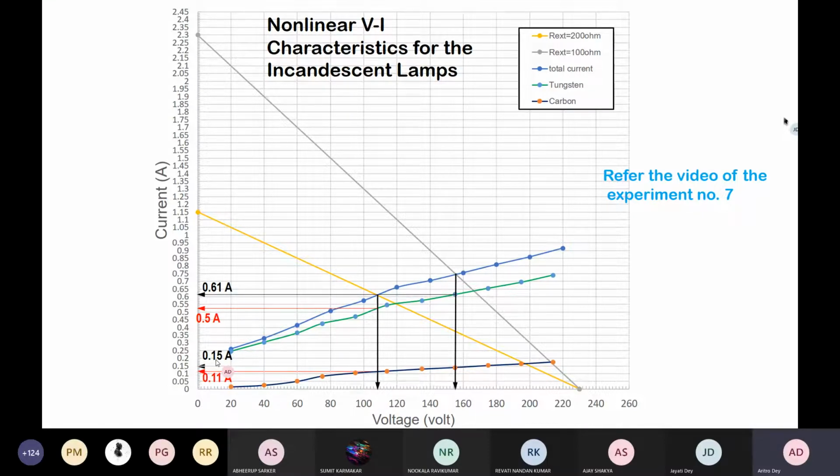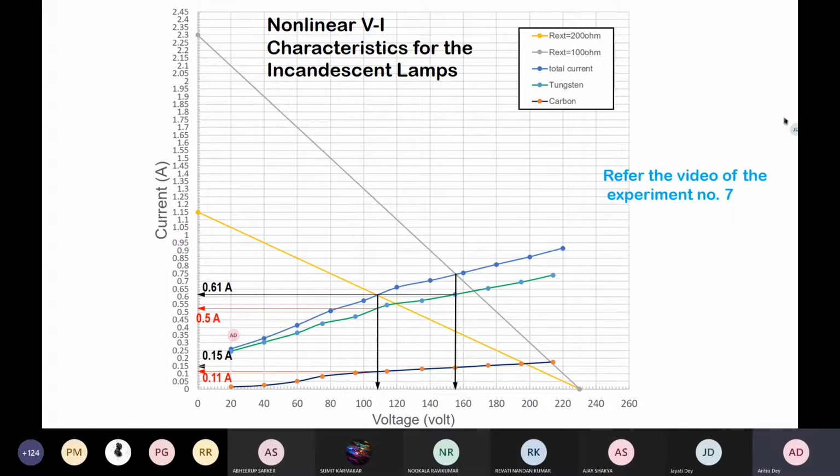Similarly, when we use REXT which is 200 ohm, then we have the load characteristics, and that will intersect your total current when REXT is not present. So that intersects at a value of 110 or so. So at 110 volt from the carbon VI characteristics we get a current which is 0.11, and for the tungsten we get 0.5 ampere. Okay, this is the estimated steady state branch current through the carbon filament lamp as well as the tungsten filament lamp for two different external resistances.